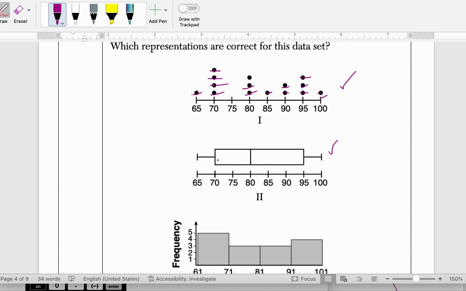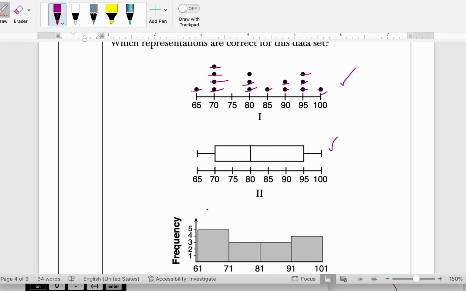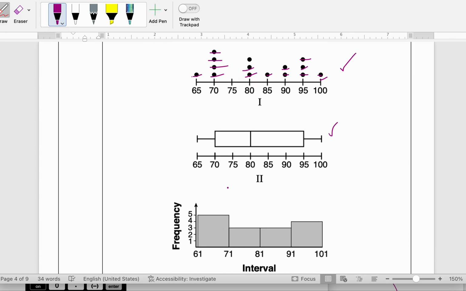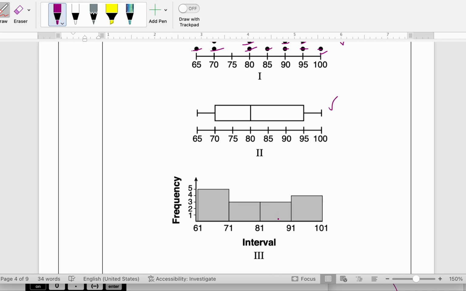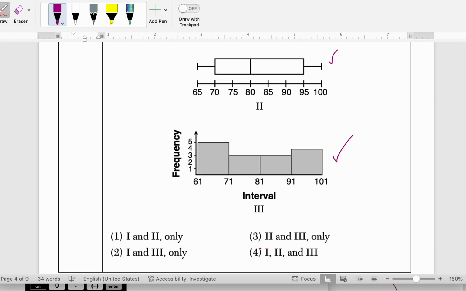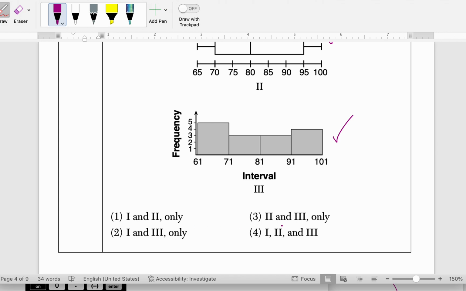So this is between 61 and 71. So 1, 2, 3, 4, 5. So that's up to 5. That's correct. 71 through 81, which is 3. That looks correct. And 81 through 91, which is 1, 2, 3. Okay. And then 91 through 100 is 4, and that's about lower. So this is correct. Okay. So the only one here that has 1, 2, and 3 correct is 4. So that is your answer.